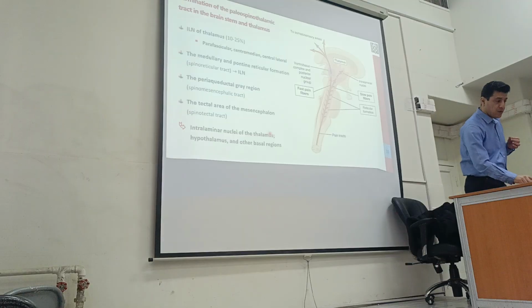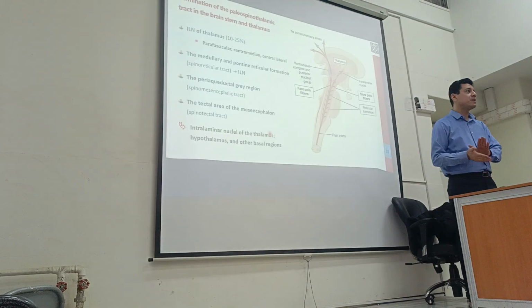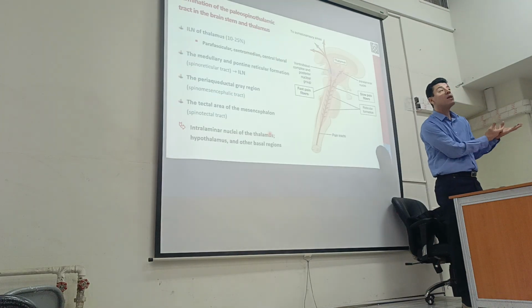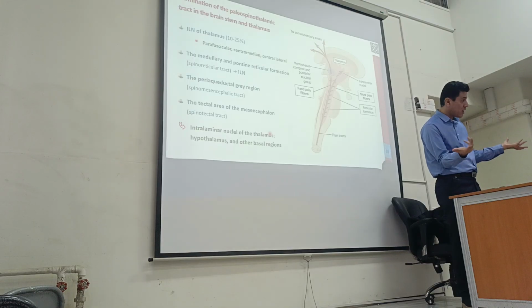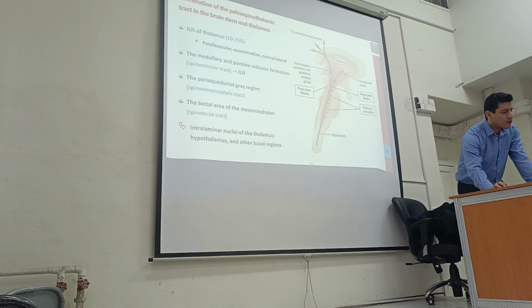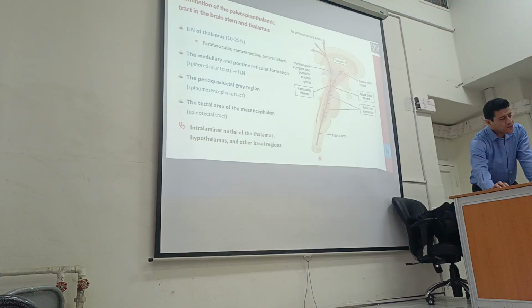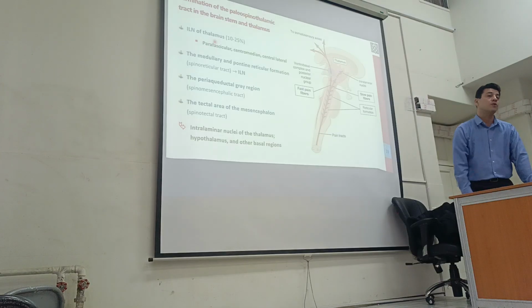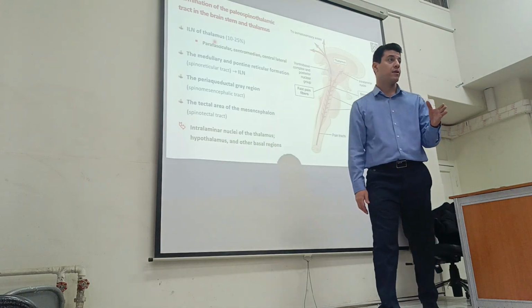Good. Now let's see paleospinothalamic tract, which brings slow pain from C fibers. Right? So they go up through the spinal cord, enter the brainstem. Most of the fibers terminate here. Only a few of them go to the thalamus. But when they go to the thalamus, they go to a different nucleus, not VPN.